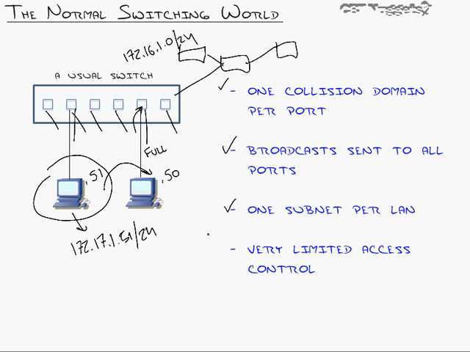Finally, in the normal switching world, we have very limited access control. And what that means is that it's very difficult for me to restrict this computer from reaching that computer. There are ways to do it, but they are extremely painful. It involves assigning access lists to each individual port. And we'll talk about access lists later on, but it's just not something that's practically done. So in a flat switch network, meaning a single broadcast domain where one broadcast can reach everybody, it's very difficult, nearly impossible, to prevent devices from accessing each other fully.